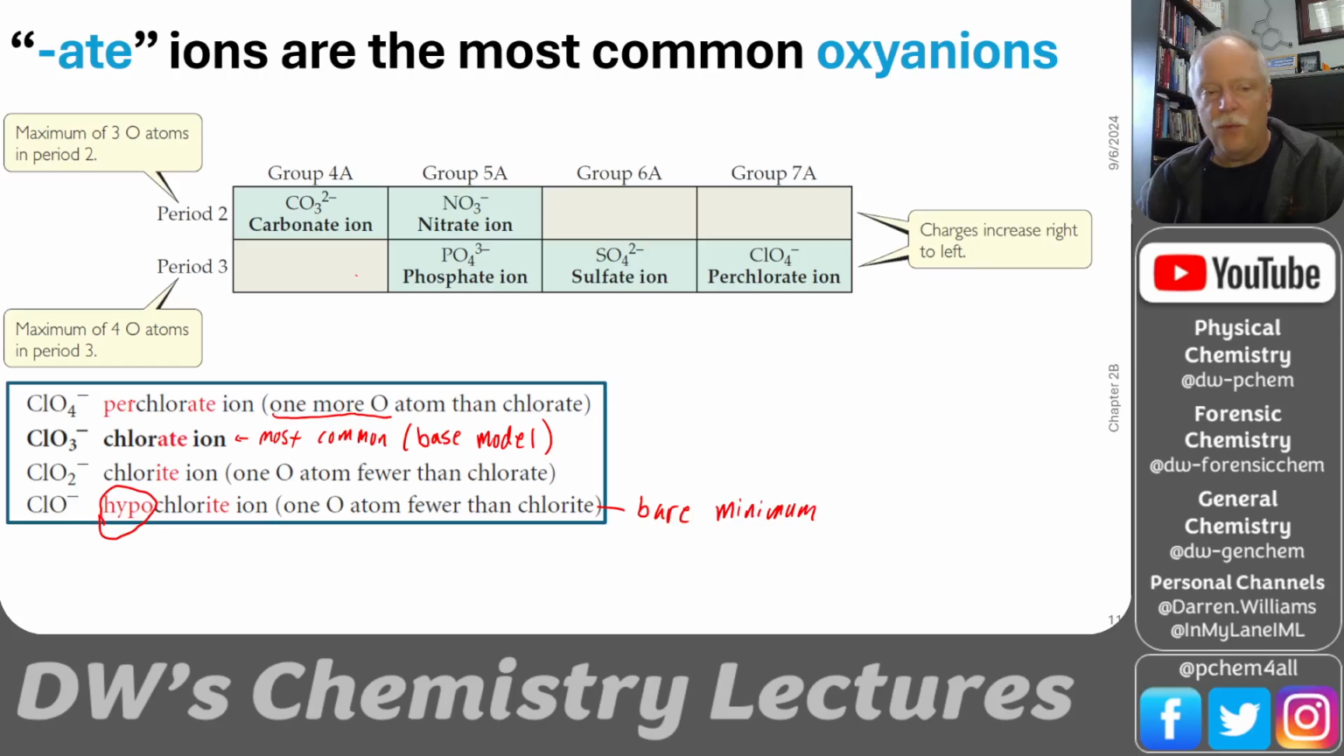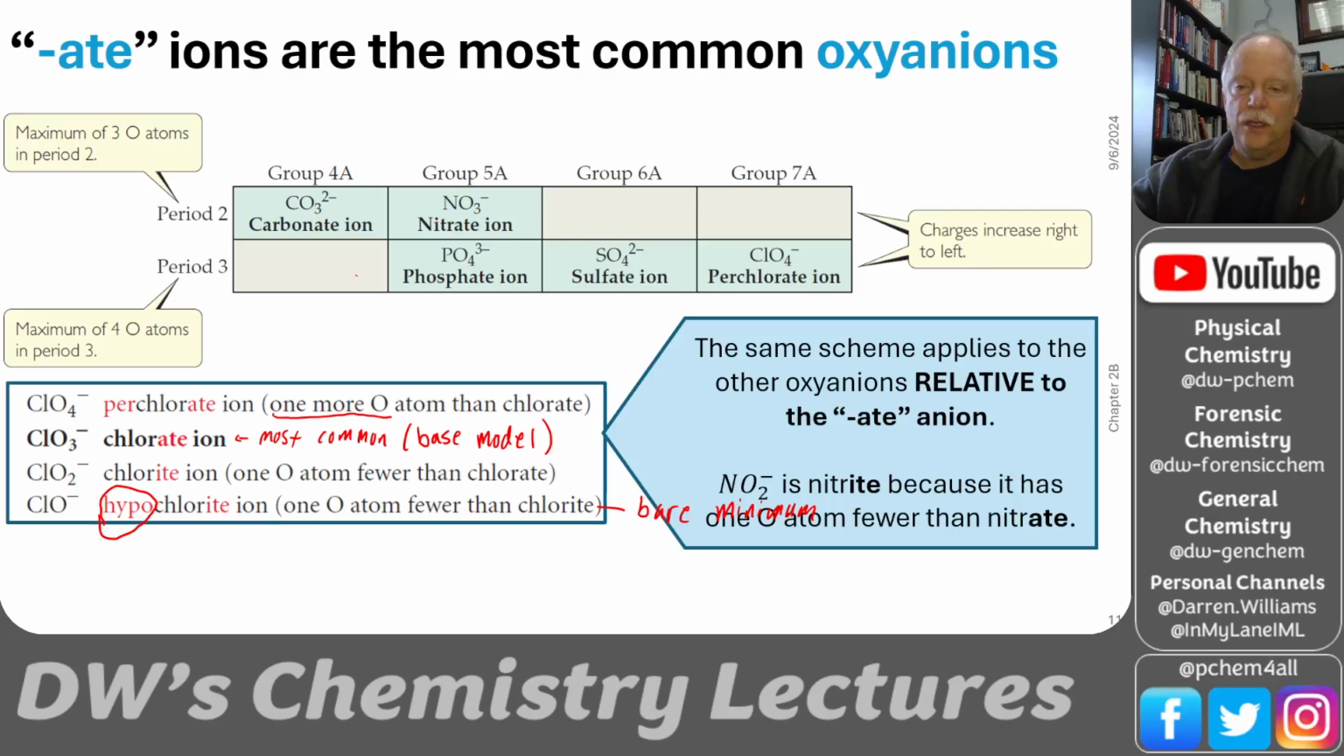This same kind of thing works with sulfate. We would have sulfite, which would be SO3. And phosphate, we would have phosphite, which would be PO3. What about nitrate? Well, we do have nitrite, and it would be NO2. See, it would just be one less oxygen than nitrate. So the trend works. The same scheme applies to the other oxoanions relative to the -ate. So this NO2 minus is nitrite because it's one oxygen less than nitrate.